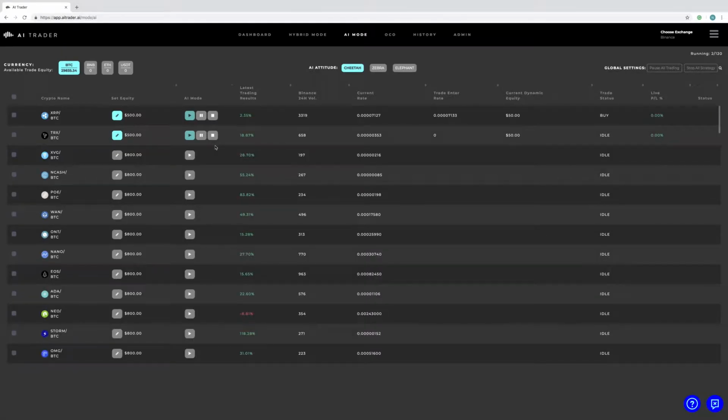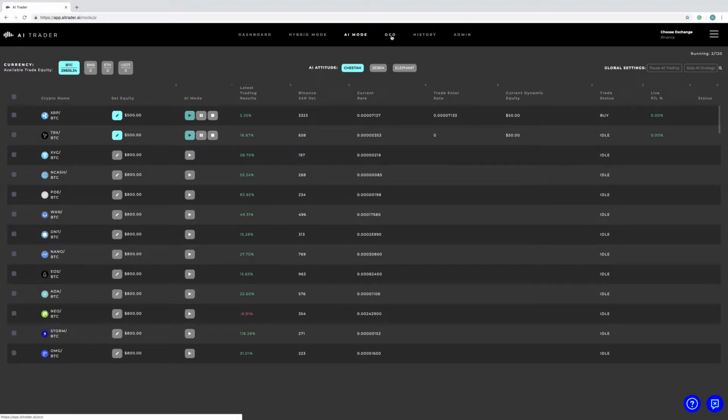So once your strategy is activated, you can basically look at all the live results over here. You can keep account of the volume, the trade enter rates, the buy rates, sell rates. Current dynamic equity will be displayed over here. So right now it's taken $50 and entered the trade. Live P&L will be displayed here. You can choose whether to pause and stop your strategy right over here. So that's basically how to use AI Trader on AI mode.